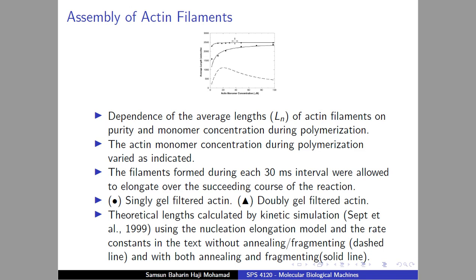We can see that the double gel treated actin reaches saturation much faster than the singly gel treated actin, and in this case the length of the actin chain is about 2500 molecules. The theoretical length was calculated by kinetic simulation using the nucleation and elongation model and the rate constants in the text, without annealing, dashed, and with both annealing and fragmentation, solid. This one is the explanation for this.